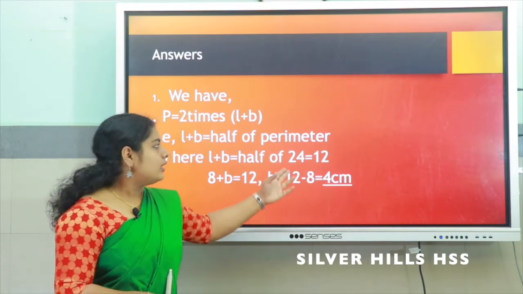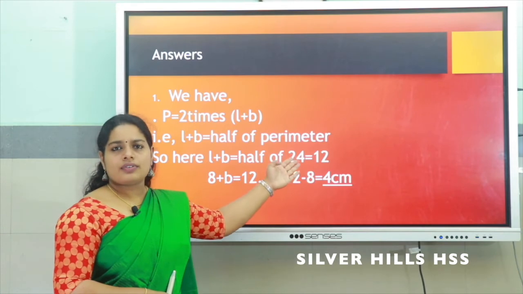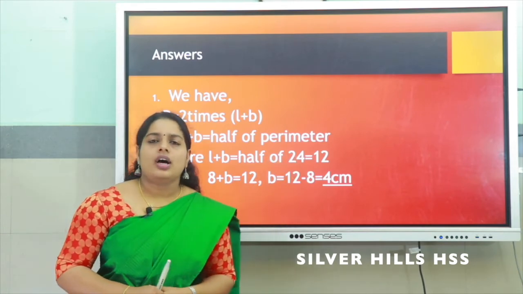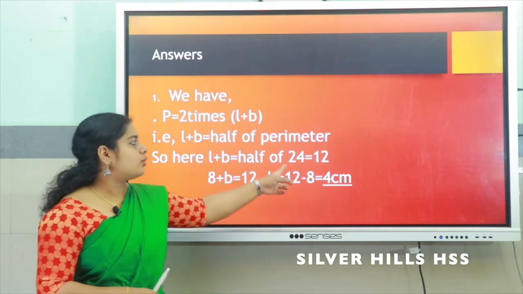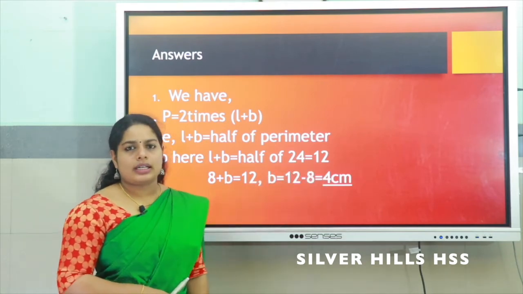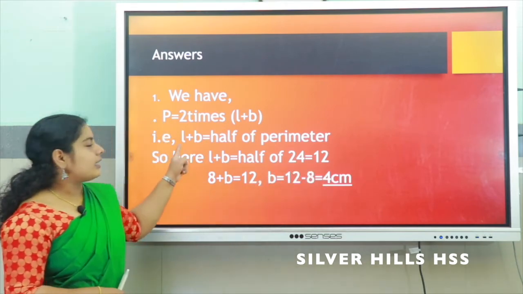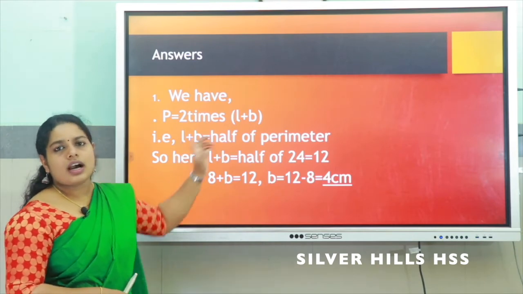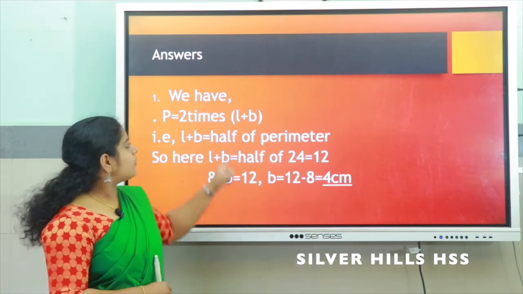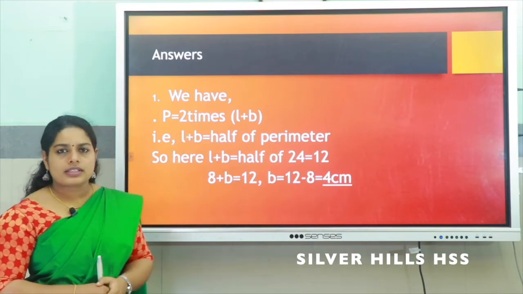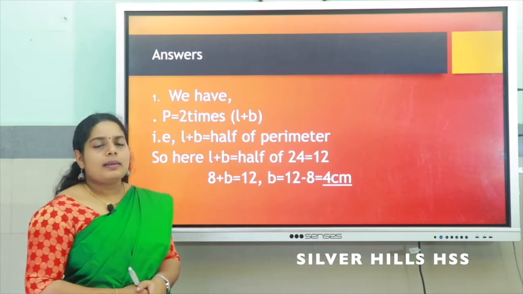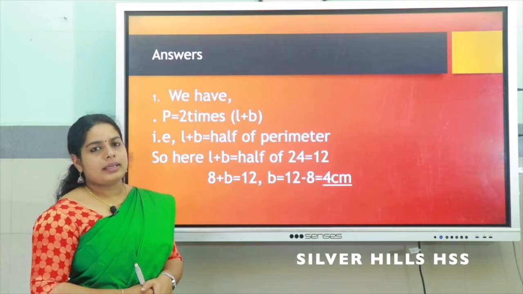If you know the half of the number, just write that. Otherwise, how will you find the half of the number? Just dividing it by 2. So here 24 divided by 2, you will get 12. So this is an important equation. L plus B is half of perimeter. From this one, we are getting the second one. P is equal to 2 times L plus B means what? L plus B will be half of perimeter.